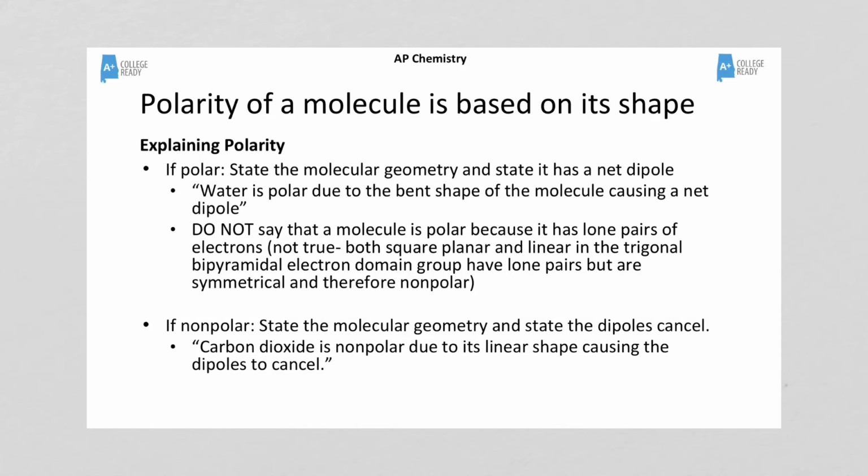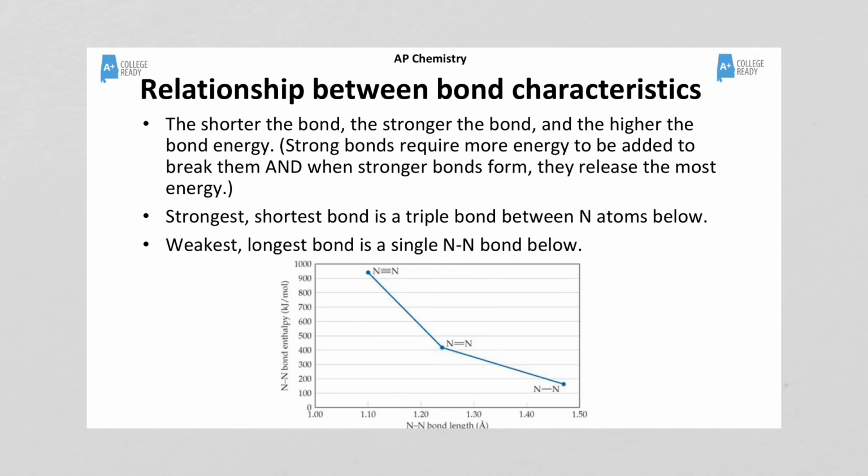And then if we look at carbon dioxide, which we saw earlier, carbon dioxide is nonpolar due to its linear shape, causing the dipoles to cancel, or it has an overall dipole moment of 0. So if you see that term, if it has a dipole moment, it's polar. If it has a 0 dipole moment, it is nonpolar.